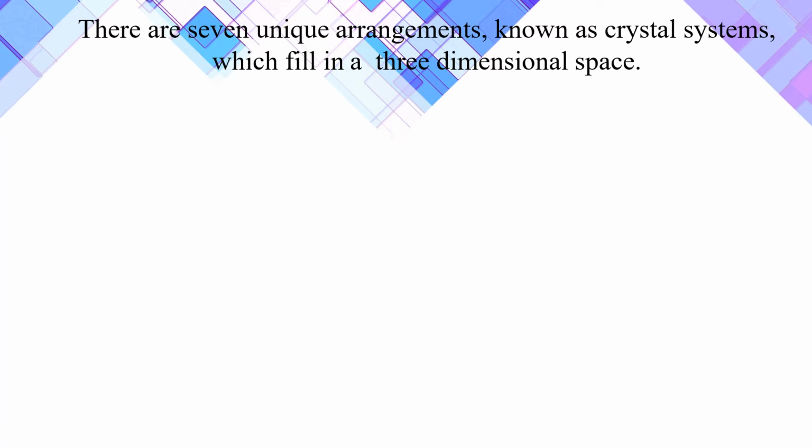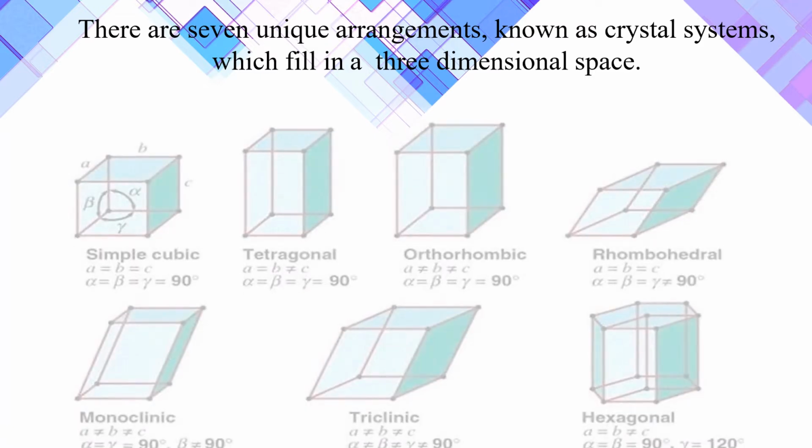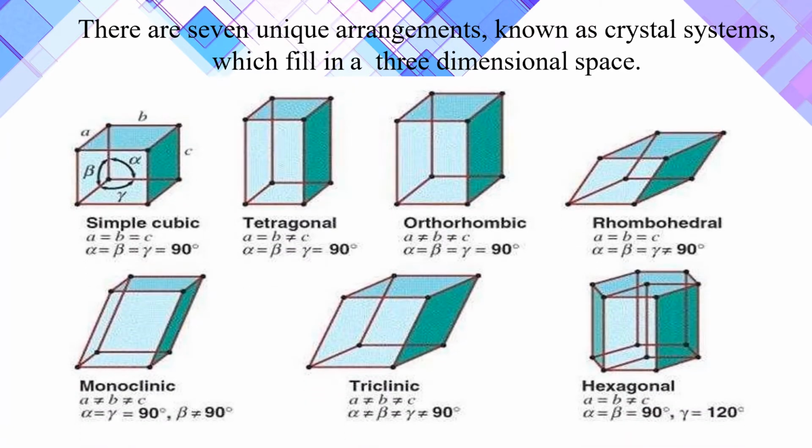All the crystal classes fall into 7 basic systems. These systems are distinguished from one another by the unit cell parameters. They are simple cubic, tetragonal, orthorhombic, rhombohedral, monoclinic, triclinic, and hexagonal. You can see the unit cell parameters of each of these systems differ from one another.